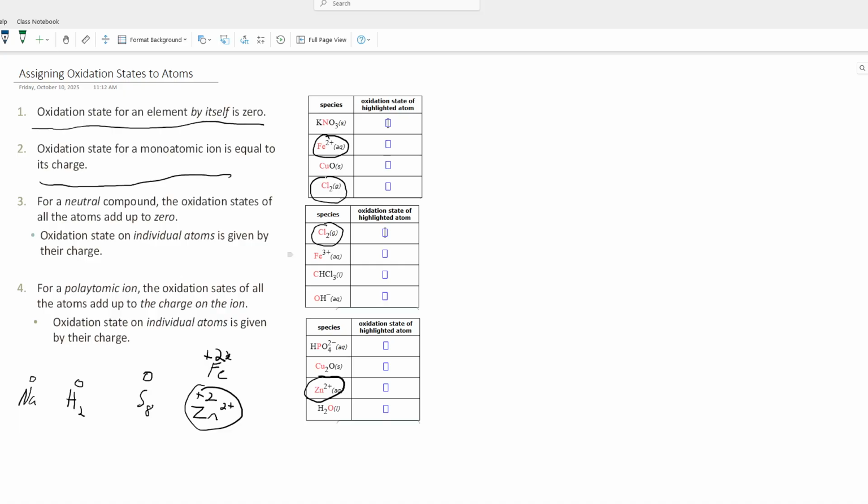All right, piece of cake. This is an easy one to do. The oxidation state of iron 3 plus is a plus 3. Though it's the oxidation state of monoatomic ions, not our polyatomic ones, but our monoatomic ones.